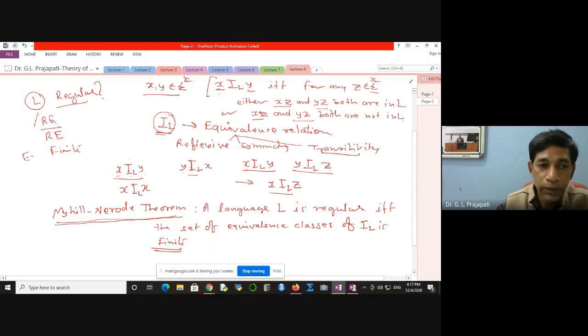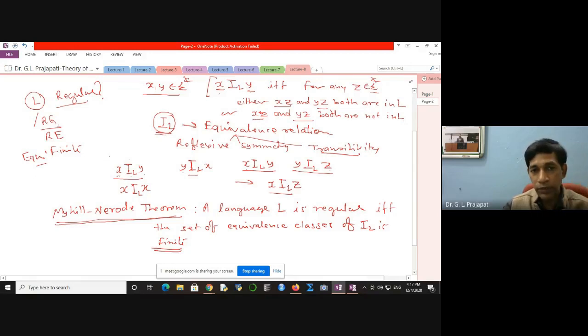If you find that equivalence classes are finite, what do you mean by this? If equivalence classes are finite, it means there is a finite set of classes of strings, so you have a finite number of classes. This means you have a finite number of states. One class corresponds to one state.